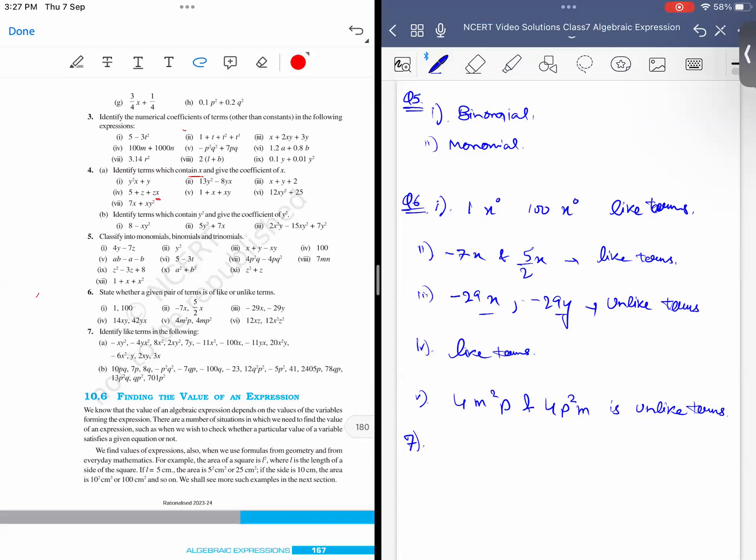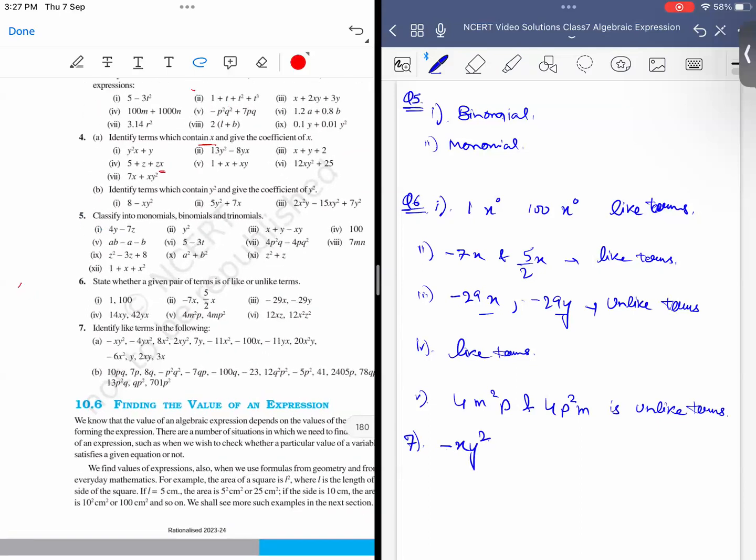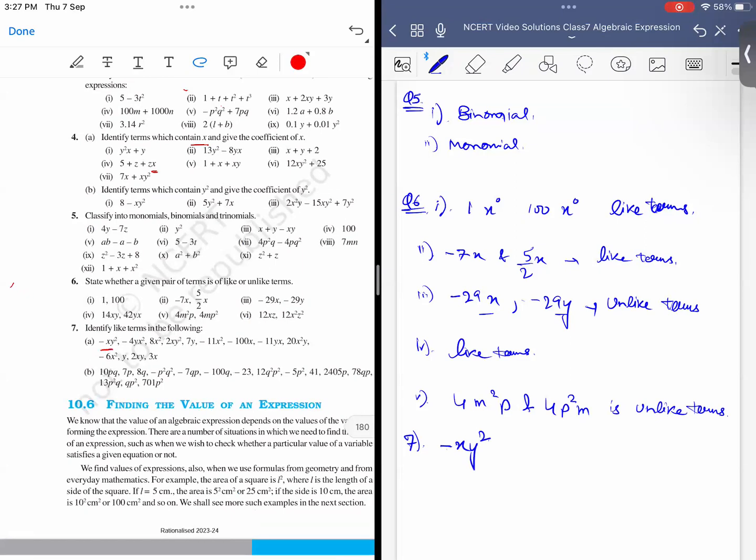Identify like terms in the following. Given is a set of pairs of algebraic expressions. You need to single out the like terms, so you have to pick all those terms which have the same variable factor. Starting with minus x y square, this has like terms as this one, 20x square y, because it has this again.